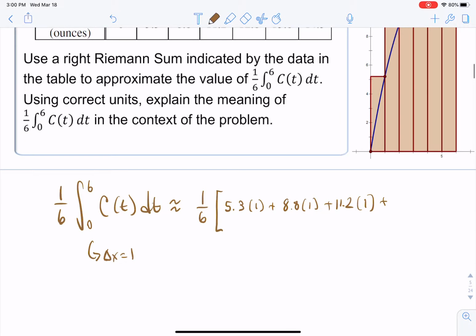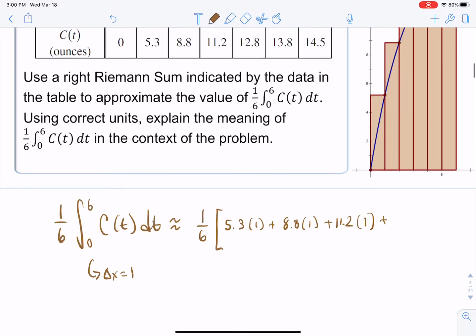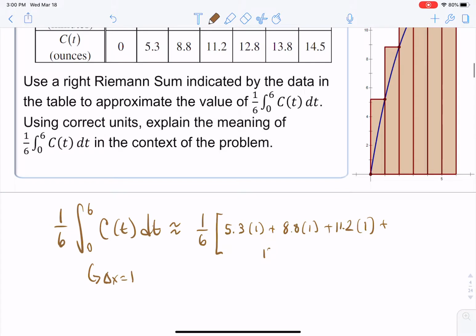Fast forward as necessary through this part. If it totally bores you, I've got 12.8 times 1, 13.8 times 1, and then finally 14.5. Because it's a right Riemann sum, I'm going to use the 14.5, also times 1. It's essential.